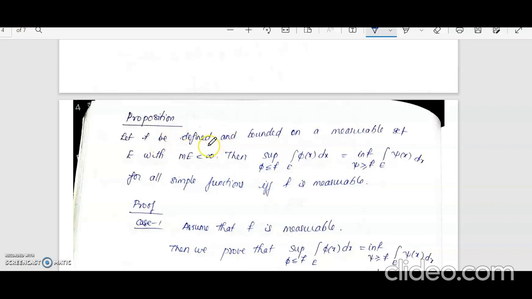So this proposition is analogous to the result we have seen in Riemann integration.